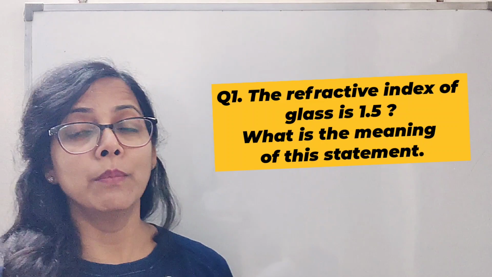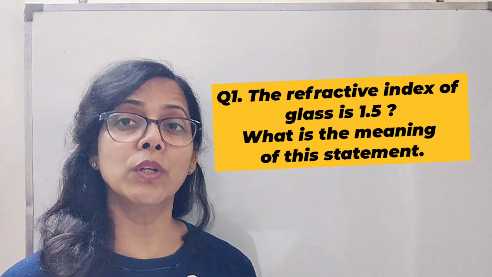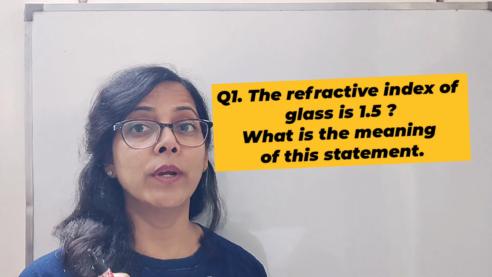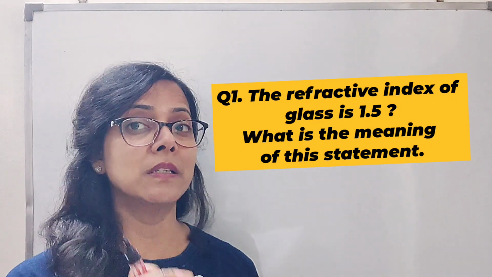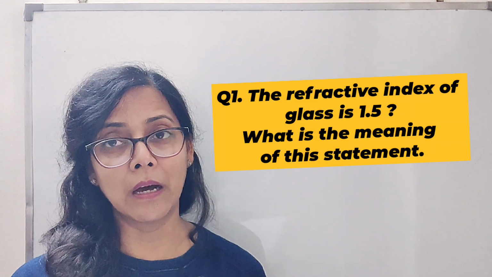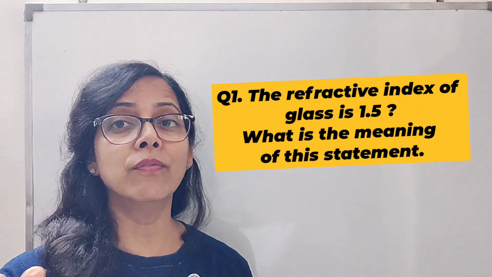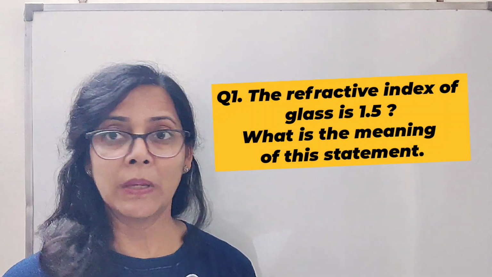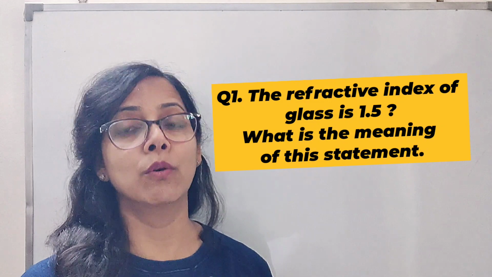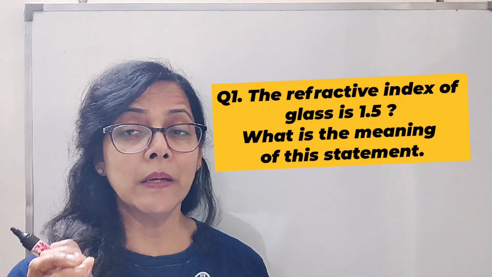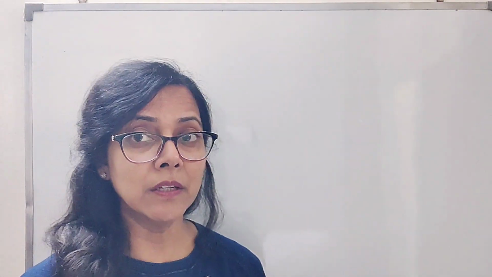If this question comes in your exam, what you have to write is that if the refractive index of glass is 1.5, it means that when light travels from air to the glass, the speed of light gets slower by 1.5. For this you have to write this if it is a 1 mark question, and if it is a 3 mark question, then you have to explain how it becomes 1.5 times slower. So let's see this on the board.